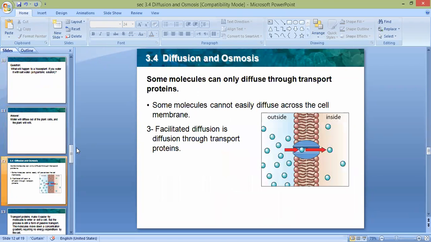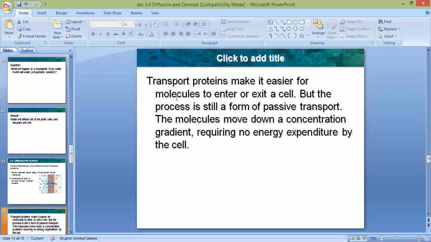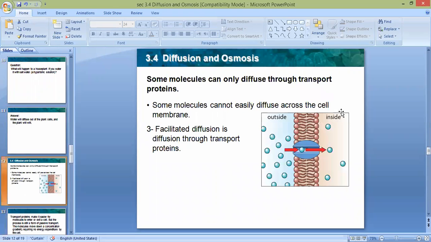And the last type, facilitated diffusion, is also from high concentration to low concentration, but they need something to help them, to hold them, which is the transport protein. Okay, it makes it easier. It makes a kind of channel, which makes it easier for large molecules to pass through it.